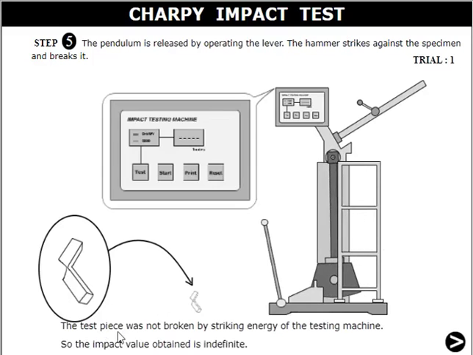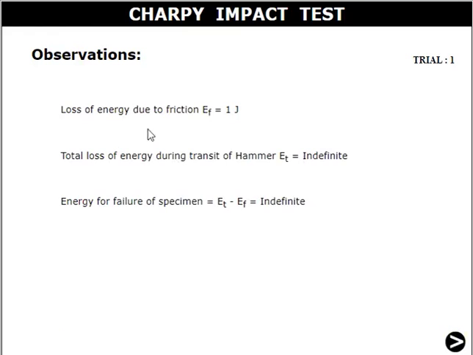The test piece was not broken by the striking energy of the testing machine, so the impact value obtained is infinite. In this case the sample is not broken, so we are not getting the value of the impact energy in trial number 1. So go for the next trial. Here we can observe that the energy loss due to friction is equal to 1 joule. The total loss of energy during transit of the hammer, Et, is indefinite, and the energy for failure of the specimen is indefinite. This means we did not get results because the sample did not break.